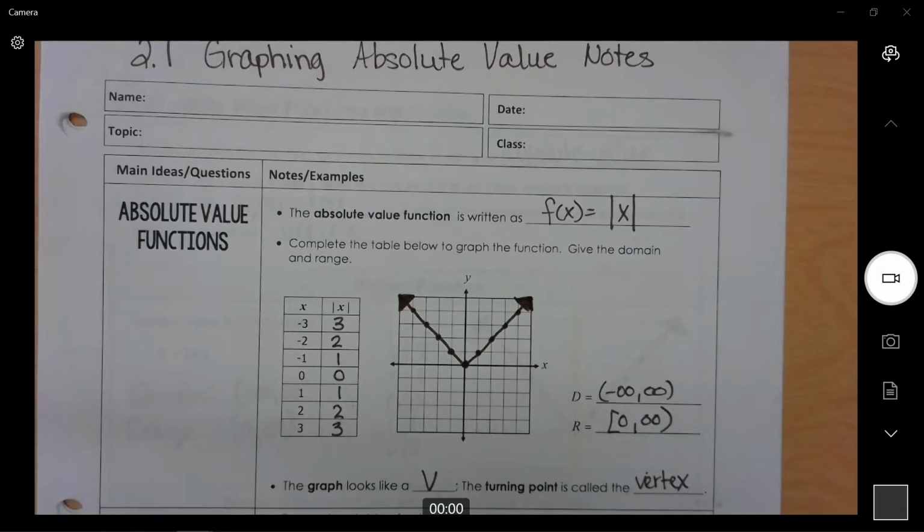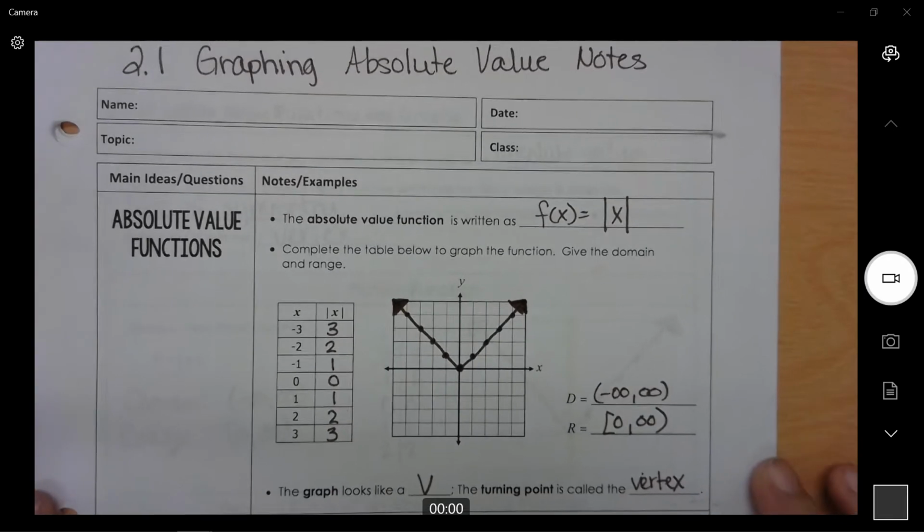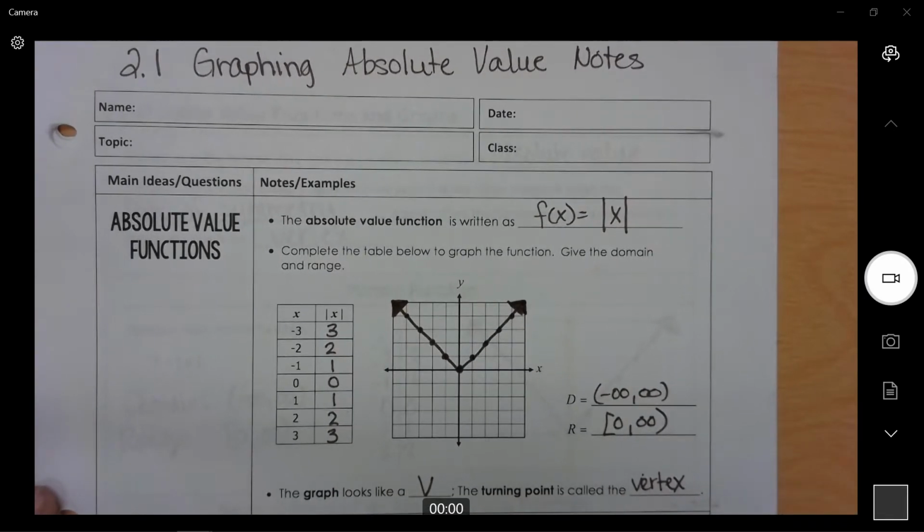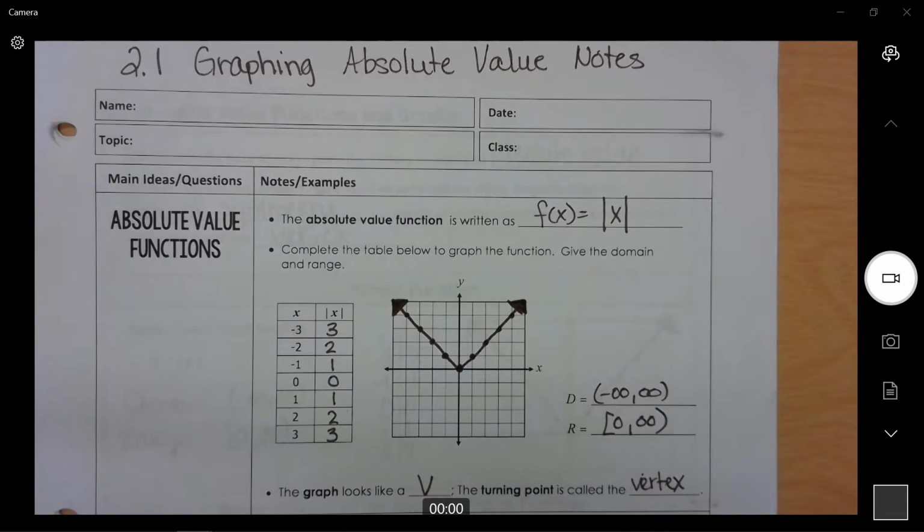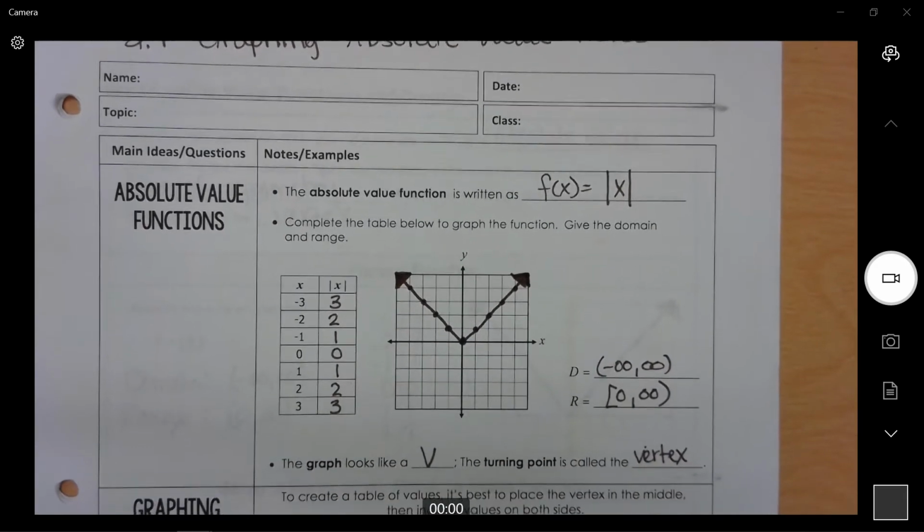Okay, this is the 2-1 notes. We are starting Unit 2, which is all about absolute value functions. So we're going to review the things that we already know about absolute values. This will be very quick.